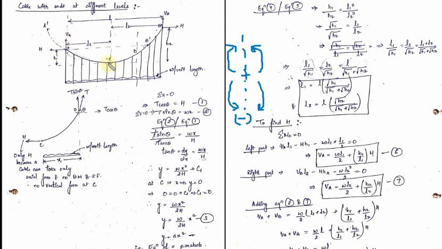So VA will produce a clockwise movement about the C point. We have taken the left part. If the left movement of the section is clockwise, the bending moment is positive. So plus VA into the perpendicular distance of VA from C, which is L1. So VA into L1.